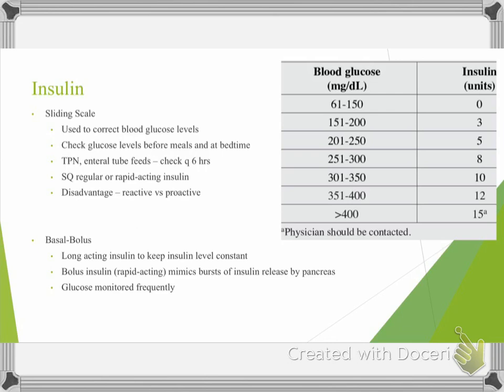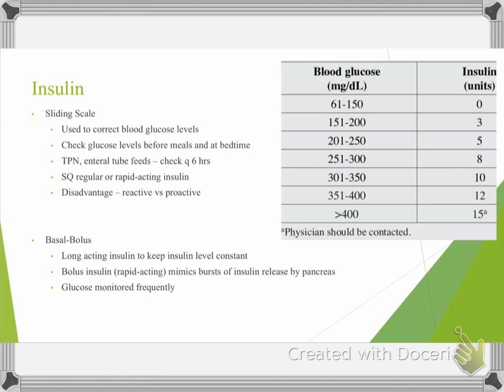With basal bolus, the attempt is to mimic the pancreas. So you have a long-acting insulin to keep the insulin kind of at a constant level, a steady state of insulin. And then a bolus insulin, which would be a rapid-acting insulin, which is going to mimic the burst of insulin released by the pancreas. So you're going to still have meal correction doses when we would normally see an increase in glucose, okay?